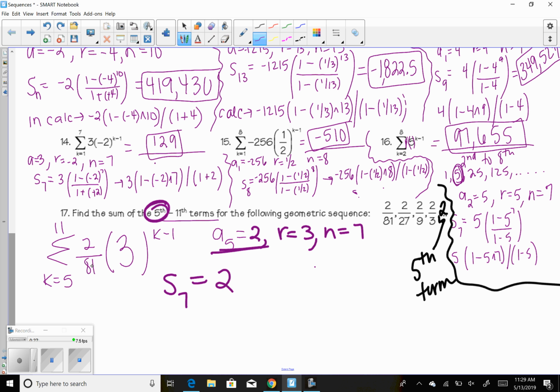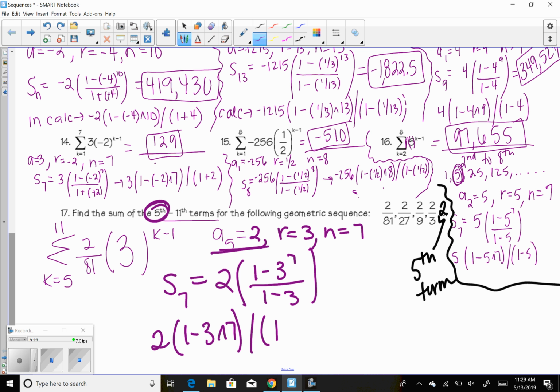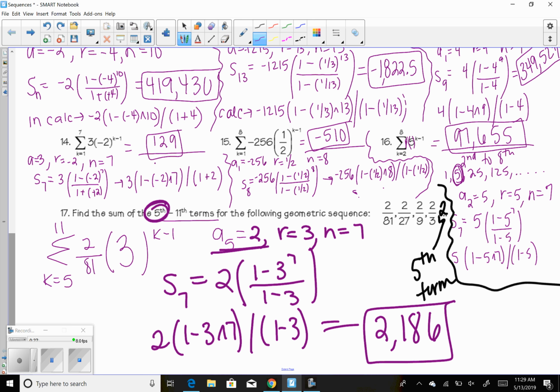So 2 over 81 was the first term. I start with the 5th term, which was the 2, times 1 minus 3 to the 7th over 1 minus 3. So the way it plugs in, 2 times 1 minus 3, caret 7, divided by 1 minus 3. And you should get 2,186.